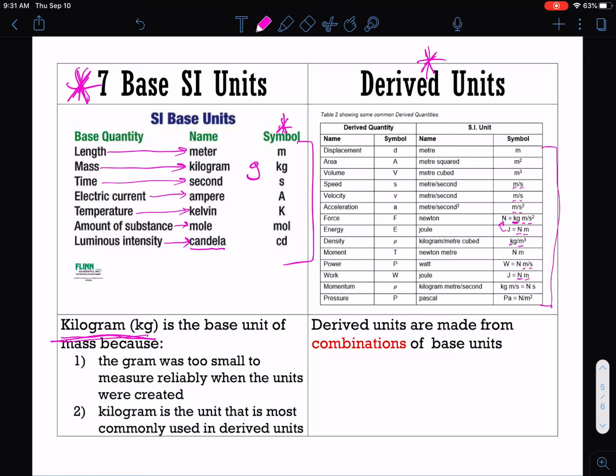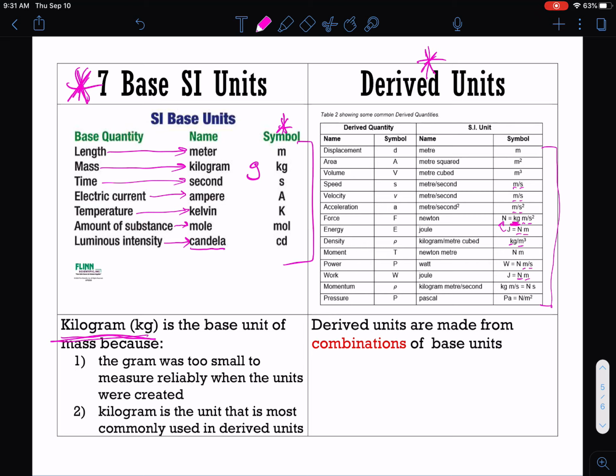Kilograms is the most commonly used mass measurement, so that's just what stays, because then all these equations and all these calculations would have to be changed if we changed the kilogram here to gram. So 7 base units and then derived units.